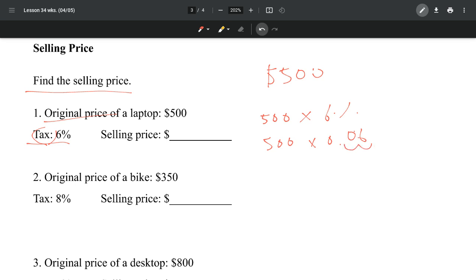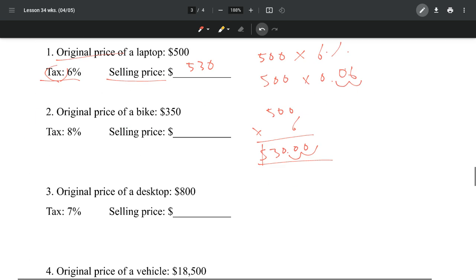Again, we're going to move the decimal point. So we do 500 times 6, that's 3,000. And again, we're going to move the decimal point back. And so we have $30 for tax. Is $30 our answer? No, right? Because we're looking for the selling price. So 500, not times, but plus 30 is $530.